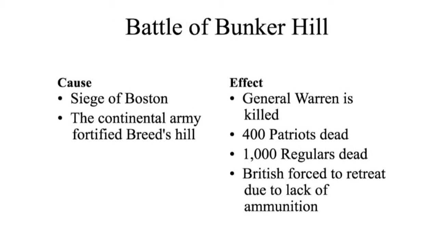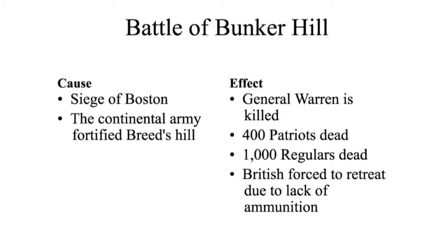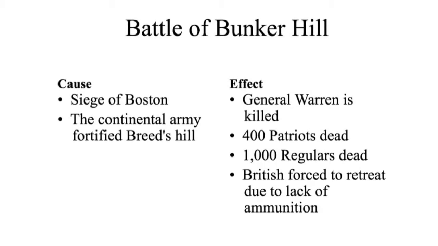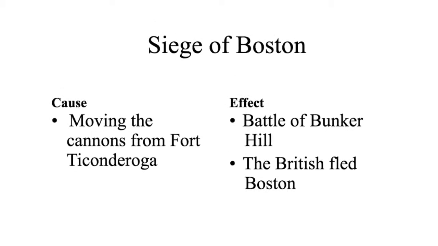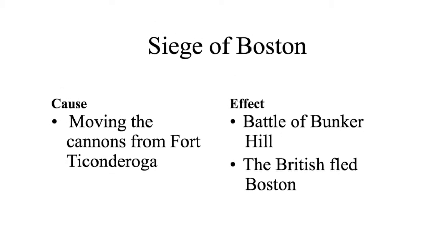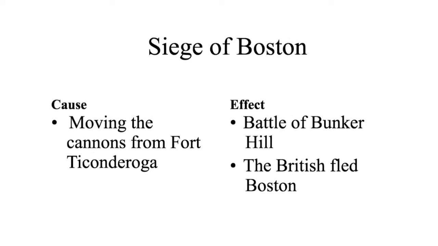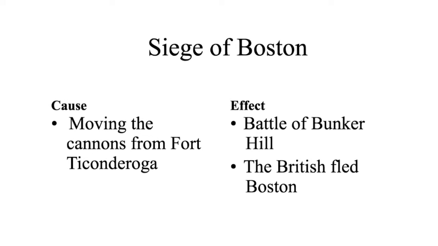The causes of the Battle of Bunker Hill were the Siege of Boston and the Continental Army fortifying Breed's Hill. The effects were General Warren was killed, 400 patriots died, 1,000 regulars died, and the British were forced to retreat due to the lack of ammunition. The cause of the Siege of Boston was the moving of cannons from Fort Ticonderoga. The effects were the Battle of Bunker Hill and the British fled Boston.